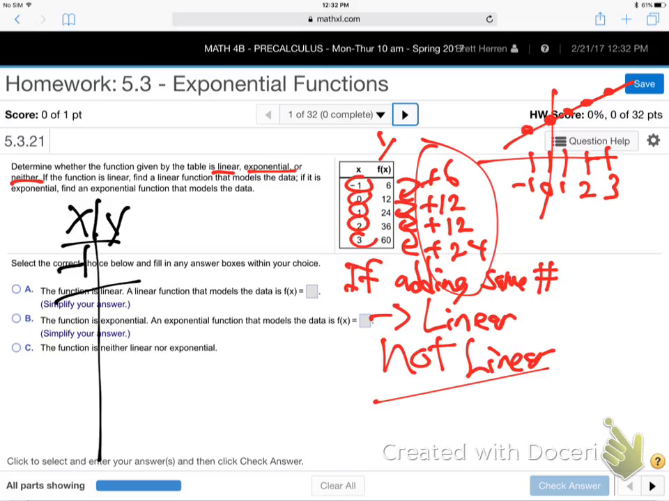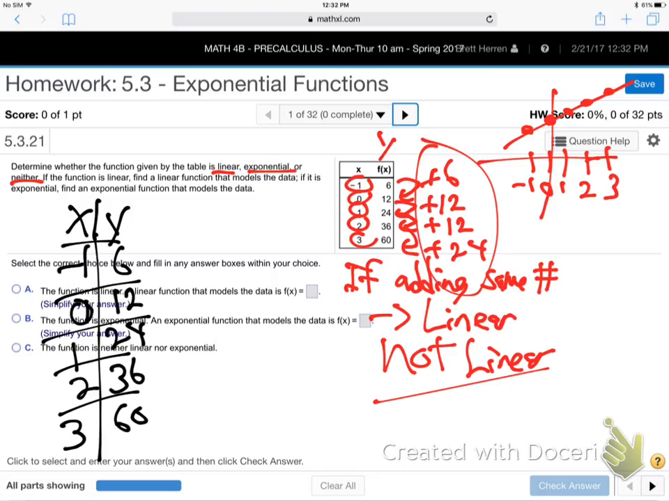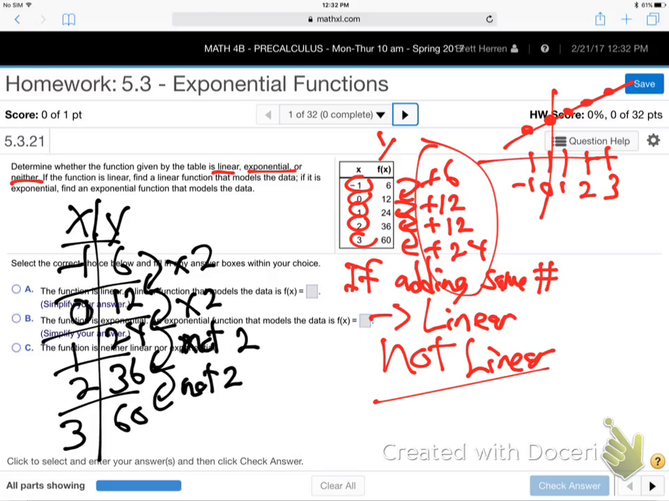All right, so -1, 0, 1, 2, 3. What was it? 6, 12, 24, 36, 60. Okay, now the other test is it multiplying the same number. What's it times in there? 6 times what is 12? 2. 12 times what is 24? 2. 24 times, no, I don't know, it's not 2, it's 1.5, turns out. But all I care is it's not 2, and it's not 2. So it's not multiplying the same number. If it was multiplying the same number, that'd be exponential. So I'll just say if it's multiplying the same number.